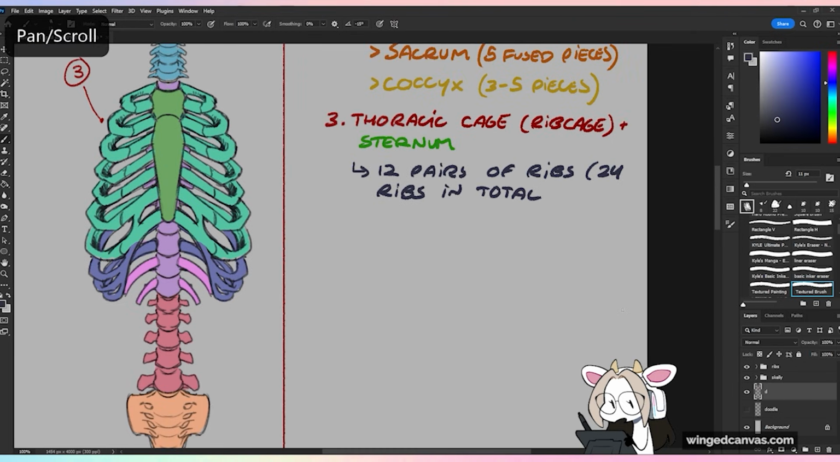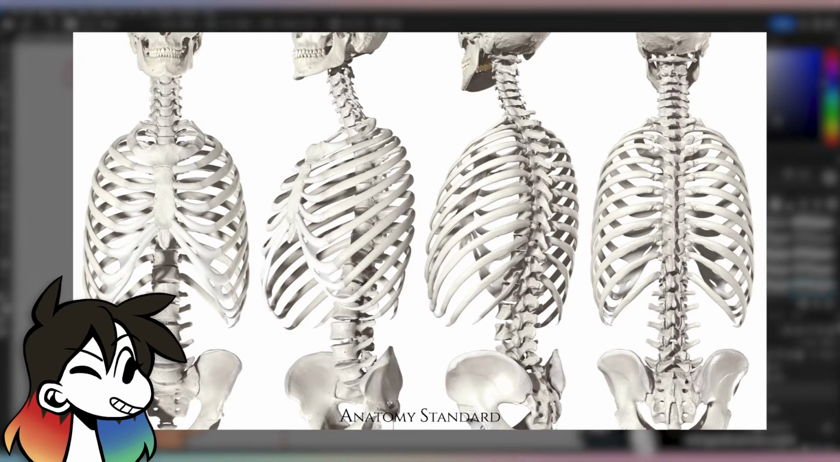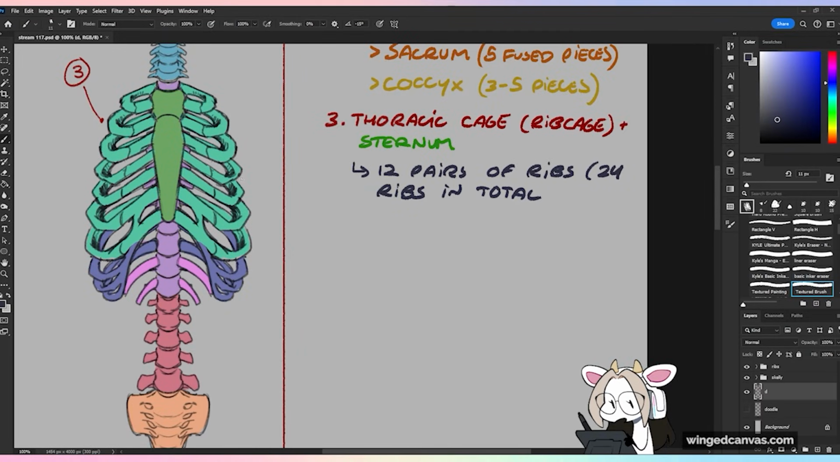So the thoracic cage or the rib cage, this is the one thing that kind of breaks the rule of coming in pairs, but technically they're not in pairs, quote unquote. It's considered one big bone thingy. It's not like we have 2 rib cages. We just have a rib cage made up of symmetrical parts, right? So we have 12 pairs of ribs, or 24 ribs in total.